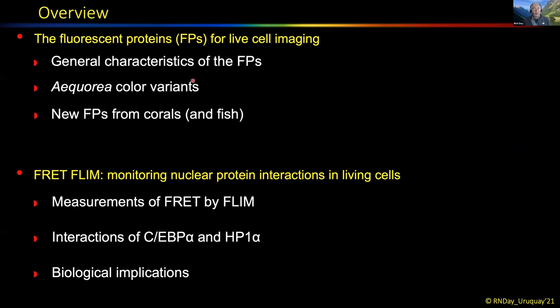I'll tell you a bit about some of the Aequorea victoria color variants that came from the original GFP, and then talk to you very briefly about some of the new fluorescent proteins that have come out of corals and fish. And then we'll talk about how we use these fluorescent proteins in FRET-FLIM to actually monitor the interactions between nuclear proteins in living cells. And I'm going to focus in on a transcription factor called C/EBP alpha and a heterochromatin remodeling protein called HP1 alpha.